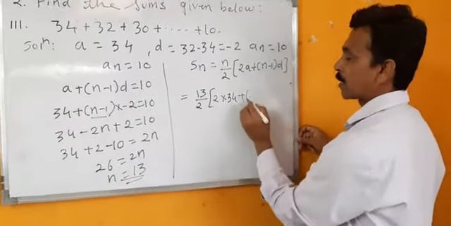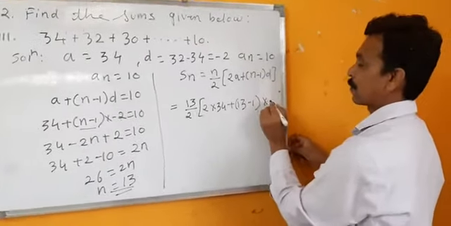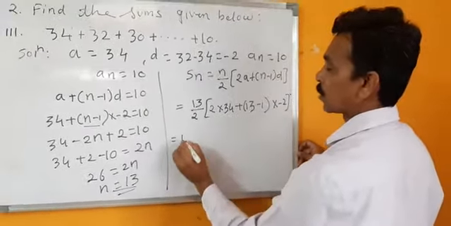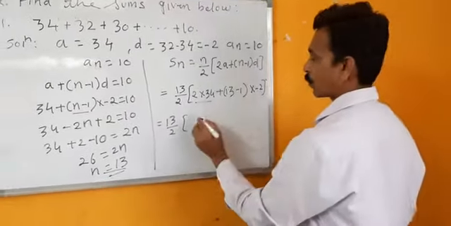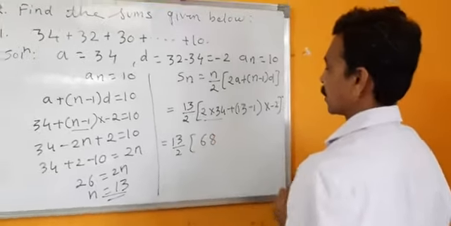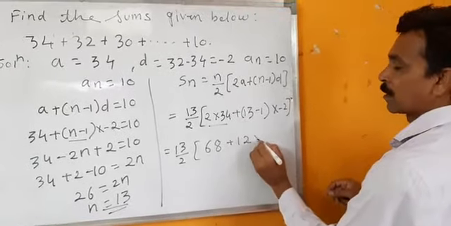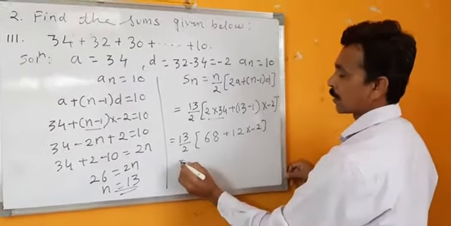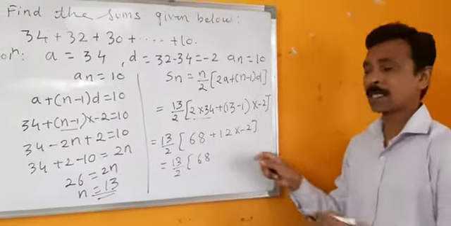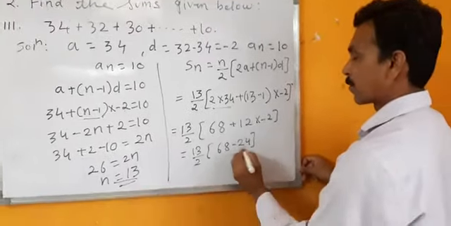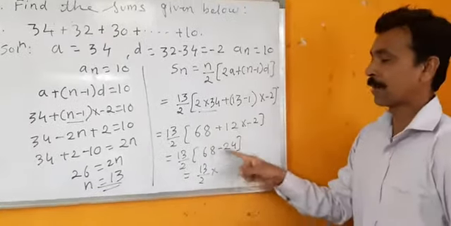What is the value of n? 13 minus 1 into d, which is how much? Minus 2, is equal to 13 by 2 into 34 2s are 68, right? Plus, what is 13 minus 1? 12 into minus 2 is equal to 13 upon 2 into 68. 12 into minus 2 is minus 24, so 13 upon 2 into 68 minus 24.